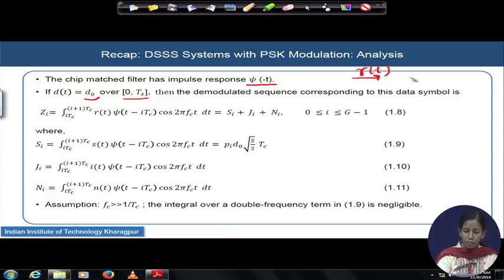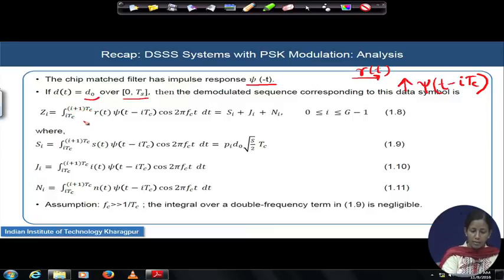Our input was r(t) and psi(t minus iTc), which is the locally generated sequence, and these are getting multiplied. We also have cos 2 pi fc t, multiplied with this r(t) at the beginning of the matched filter to bring it down to baseband. As we are interested in the ith chip, the integration is running over one chip interval. Let us assume it is the ith chip, so the duration will be iTc to (i+1)Tc.